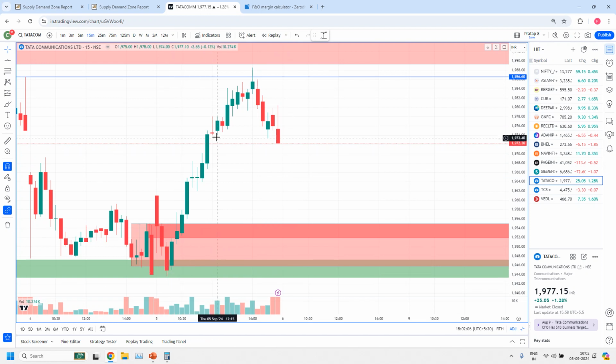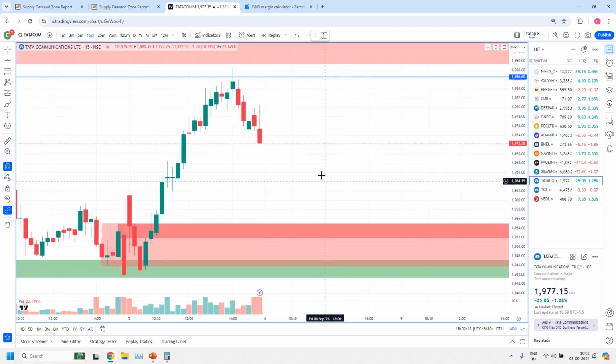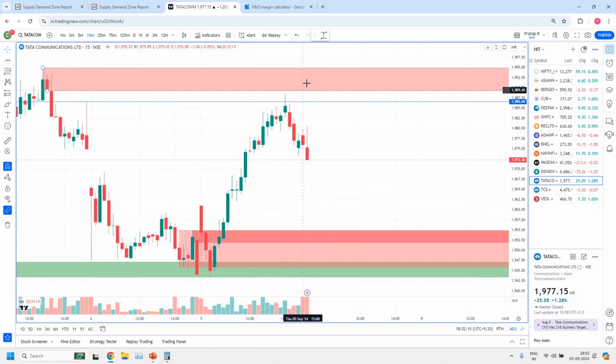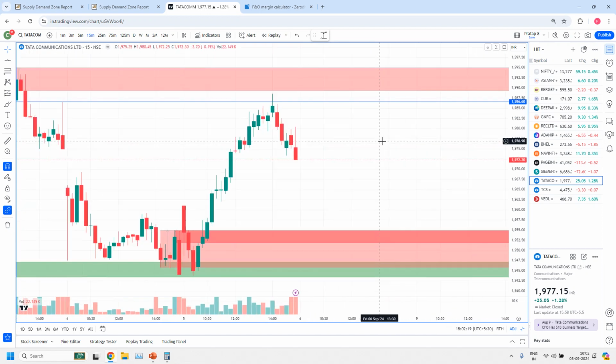So from here to here you captured the move. Because intraday we took some decisions and exited early. But sometimes what will happen? Again further it will go up. This zone also will be violated and further it will go up.